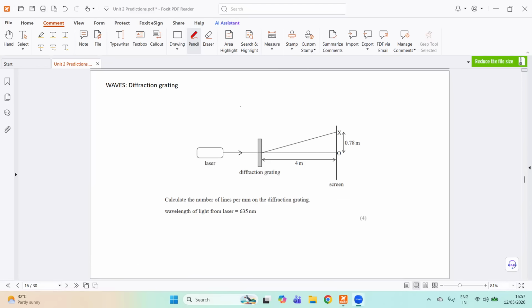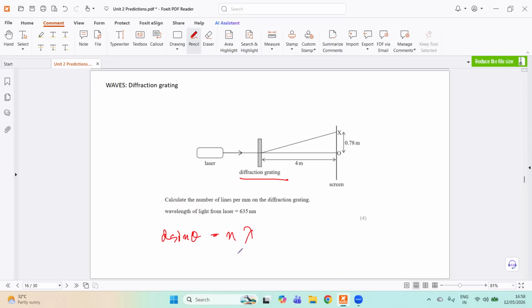So this is one concept that has appeared consistently in every single paper, not year, every single session, every single paper in the most recent exam sessions. This is diffraction grating. And every time you come across the diffraction grating, you just recall the relevant equation. Like I said, Unit 2 is heavily dependent on equations. So the equation is d sine theta equals n lambda.